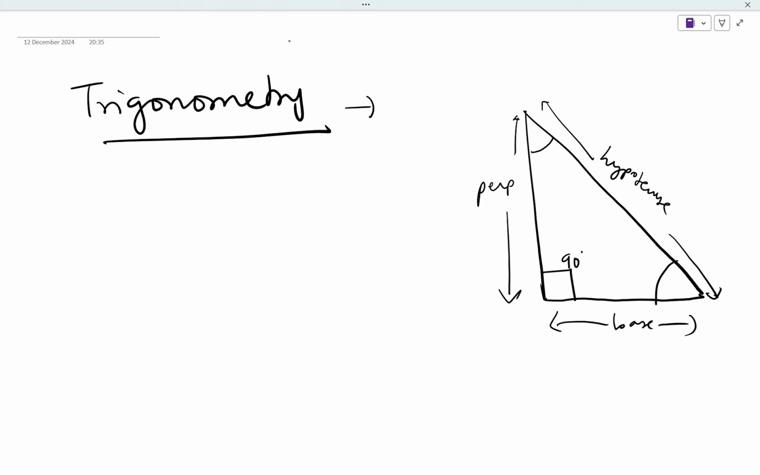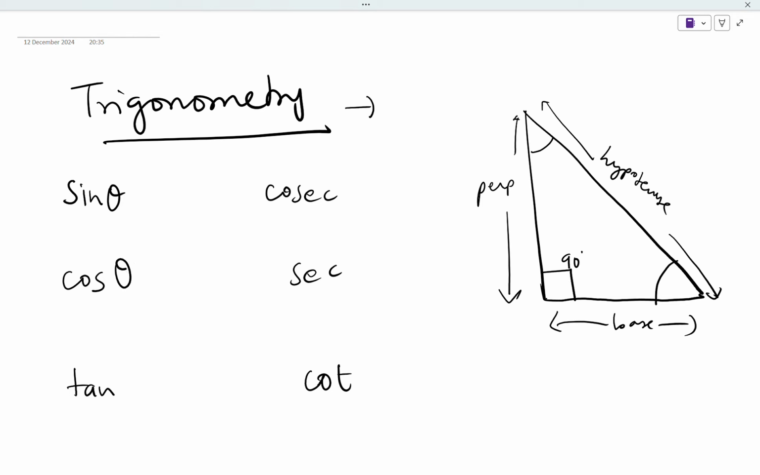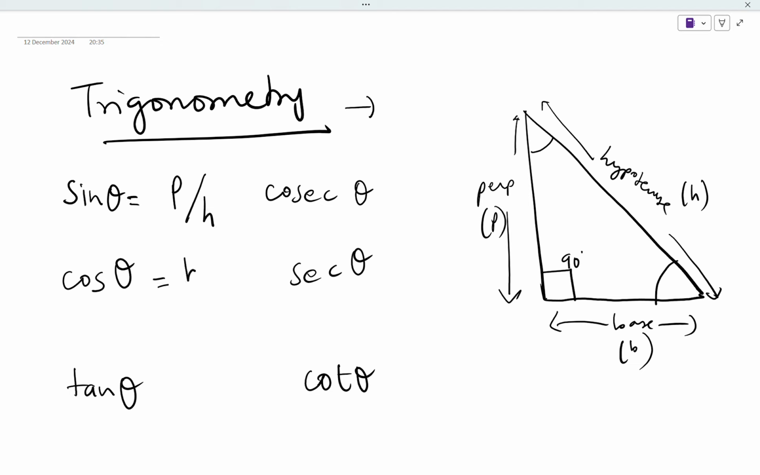Now coming on to trigonometry. There are 6 trigonometry ratios. One is sine, one is cos, one is tan. The opposite of sine is called cosec, the opposite of cos is called sec, and the opposite of tan is called cot. So sine's opposite is cosec, cos's opposite is sec, and tan's opposite is cot. So this is sine theta. For our convenience, we're going to represent perpendicular as P, hypotenuse as H, and base as B. So sine theta is perpendicular by hypotenuse, cos theta is base by hypotenuse, and tan is perpendicular by base.